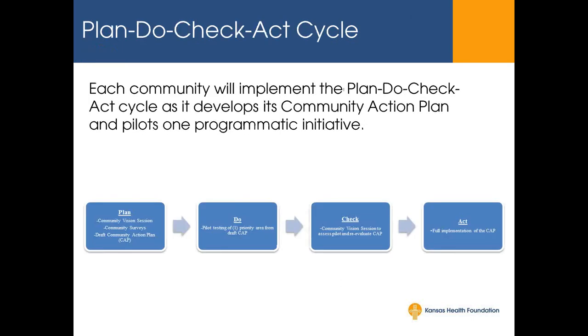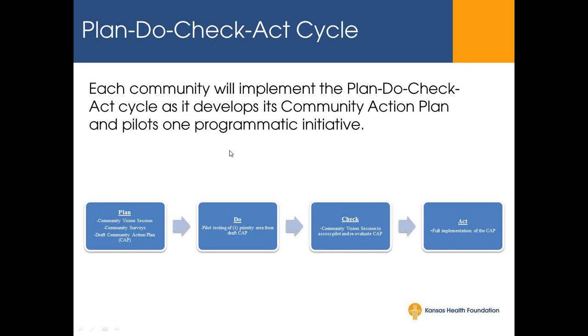So to help communities reach their goals, one of the methods that will be used will be the Plan, Do, Check, Act cycle. And each community will implement the cycle as it develops its community action plan and pilots one programmatic initiative. And so we essentially call the first phase the demonstration phase because it's anticipated that communities won't just remain in diagnosis and develop a plan, but that during this time they'll actually seek to make progress on the issues identified by the community. So we don't want the paralysis of analysis syndrome to set in, so to speak, during this time, but for you to really try to make as much progress as you can.